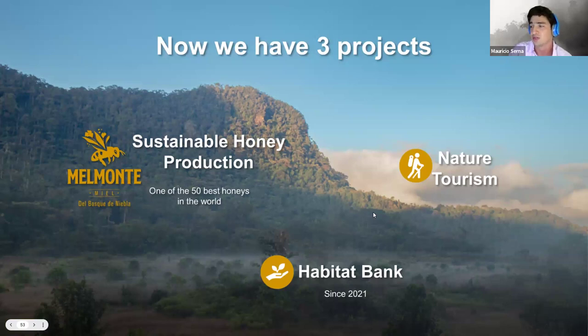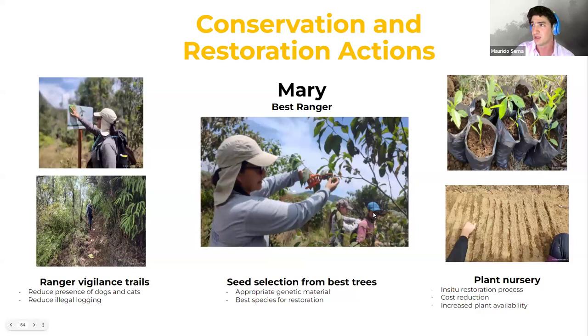And we also do nature tourism with universities and with foreign and local people that want to go hiking in El Globo. We've also started doing conservation and restoration actions. We want to thank Mari, because she has been a great ranger, super dedicated to conservation.